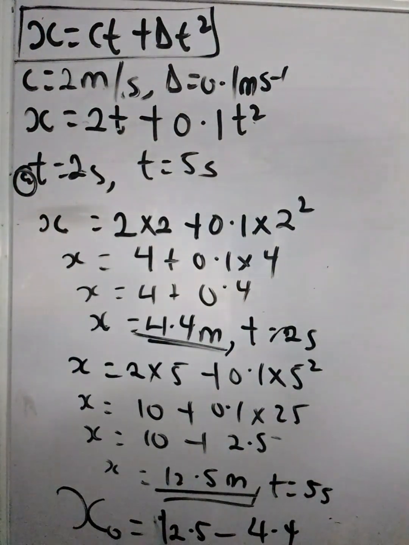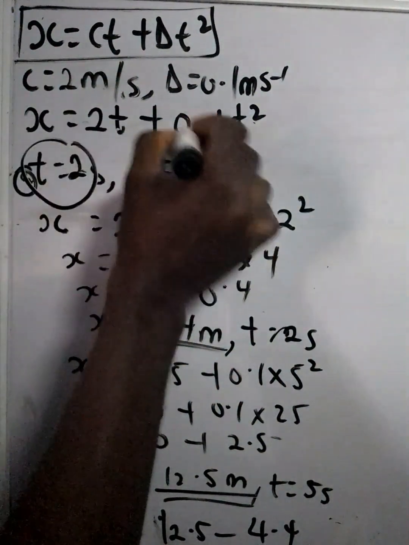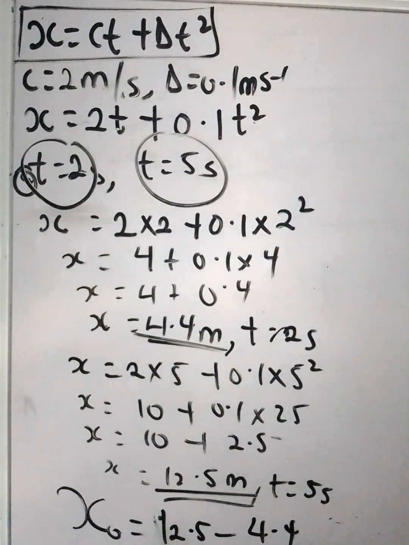That's going to be 8.1 meter. So this is the displacement between when our t is 2 seconds and so on. They can ask you in any form, just try to solve it for them. I get my point. So it's very, very easy.